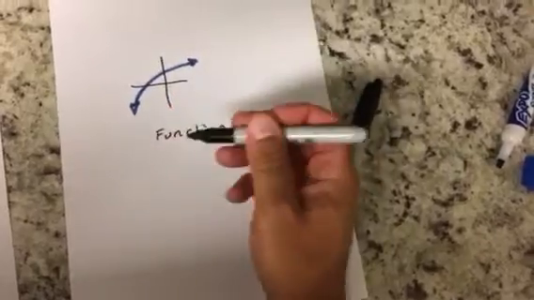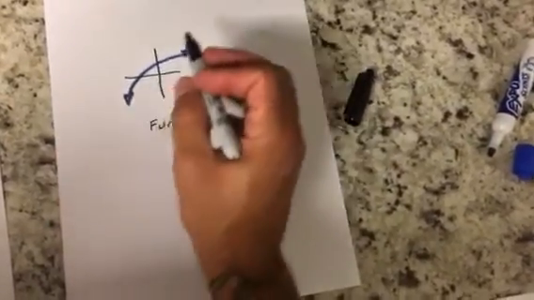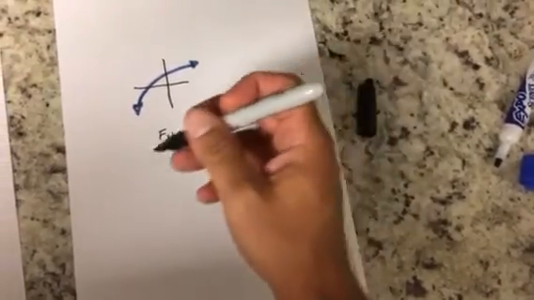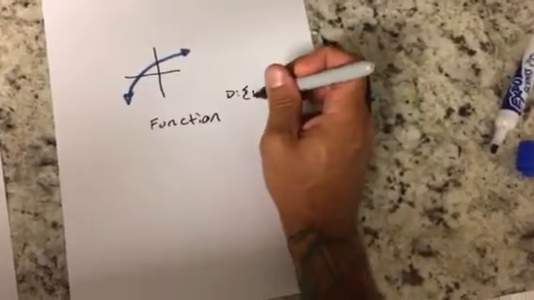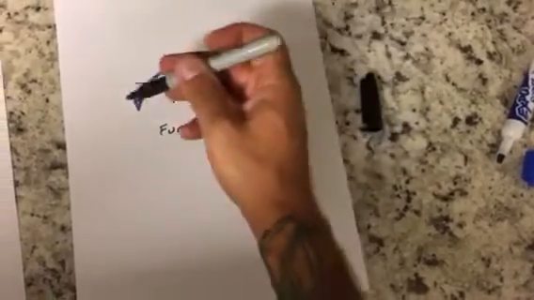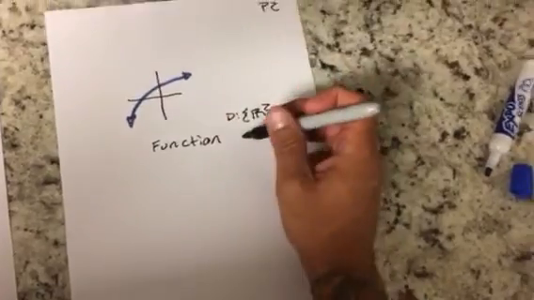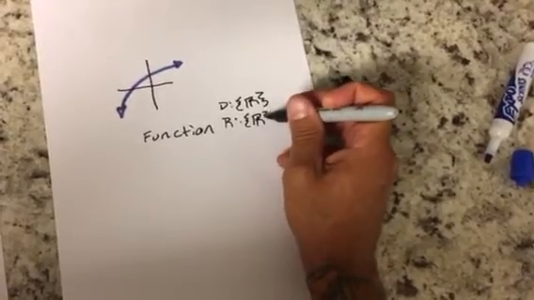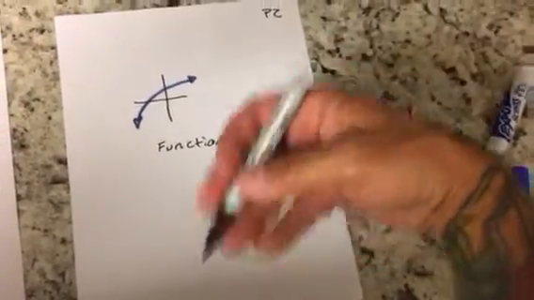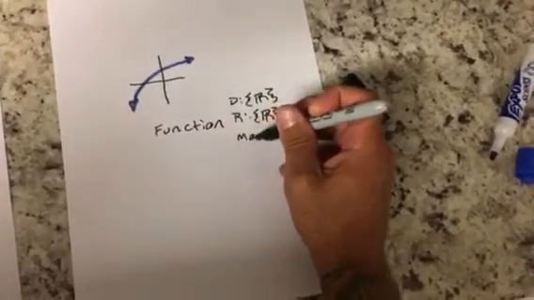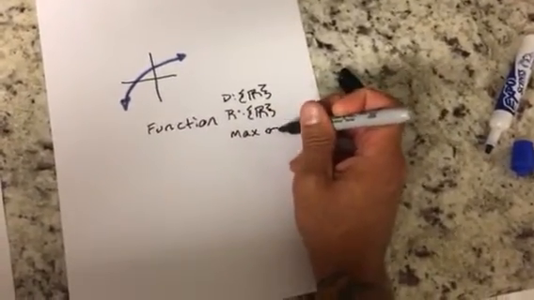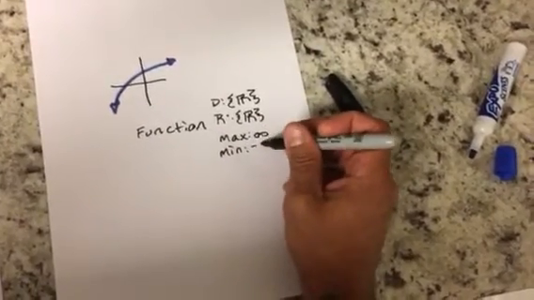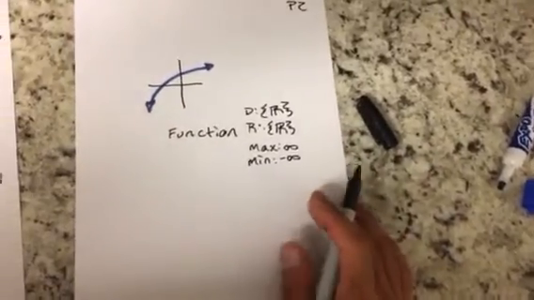Because it has arrows in each direction, that means it goes to the left forever and goes to the right forever. So my domain is going to be from negative infinity to positive infinity, or I'm going to say all real numbers. It's also going down forever and up forever, so my range is going to be negative infinity to positive infinity, or all real numbers. Since it goes up forever, that means that my max is infinity. And because it goes down forever, that means my minimum is negative infinity. Okay, so that's how I'm doing those.